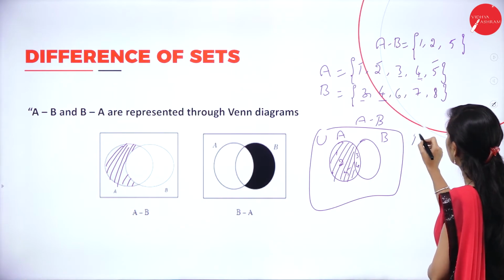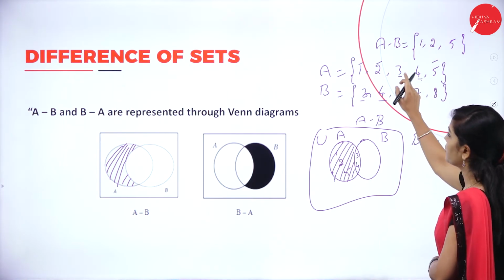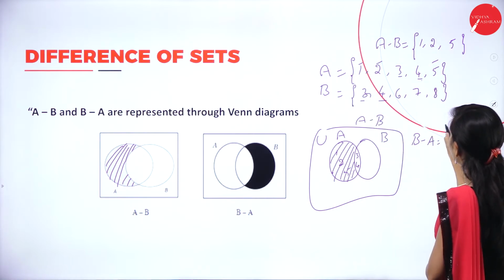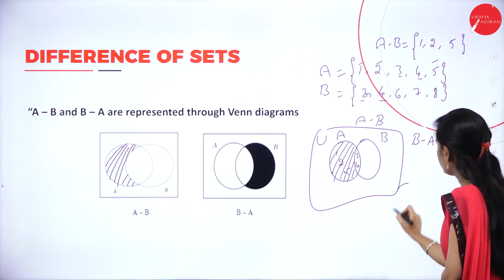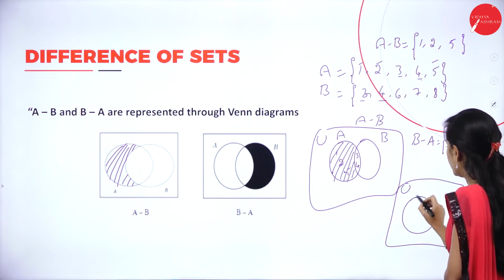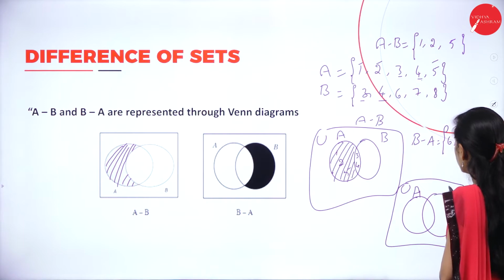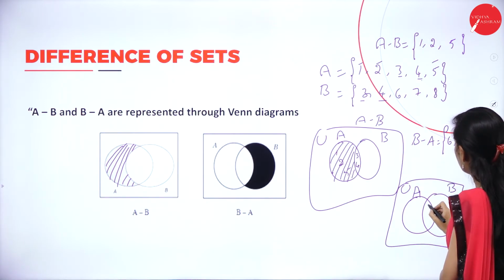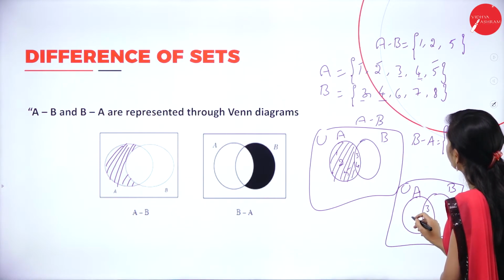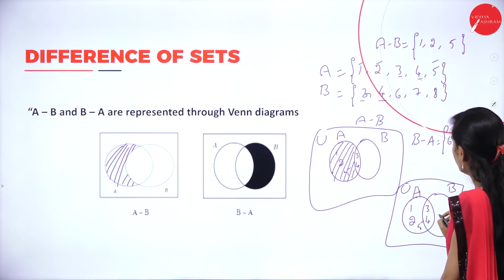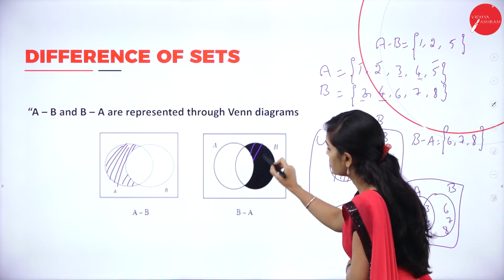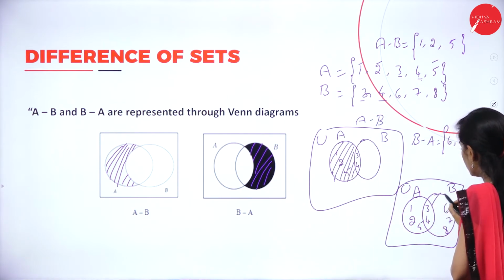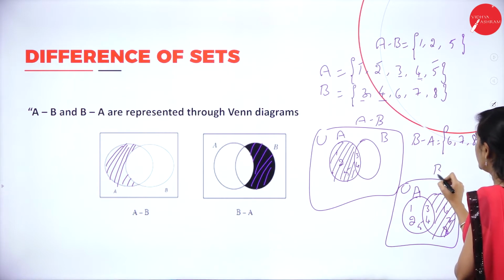And what is B difference A? The common element in both the sets is 3 and 4. The remaining element of set B is 6, 7 and 8. How to write the Venn diagram for this? Here I have 2 sets, set A and set B. The common element is 3 and 4. The remaining element of set A is 1, 2, 5, and the remaining element of set B is 6, 7 and 8. So which part do you have to shade? Except this overlap, you shade this B region. This is B difference A.